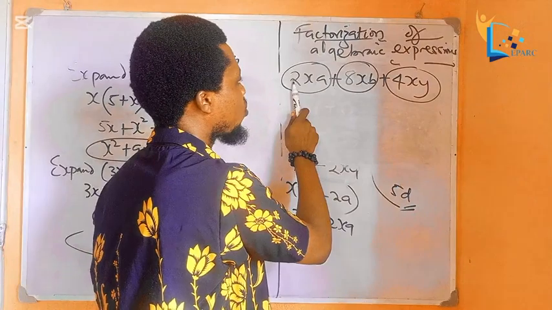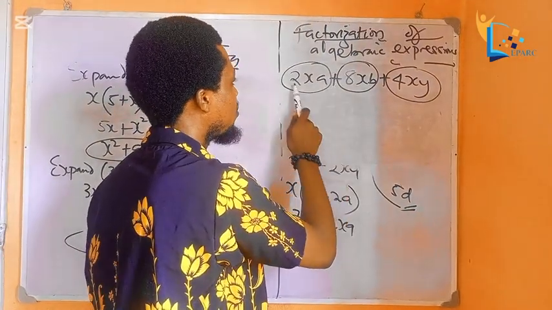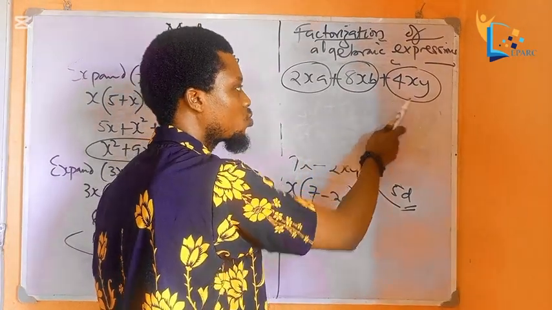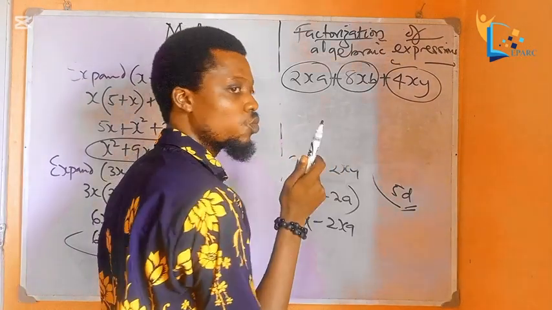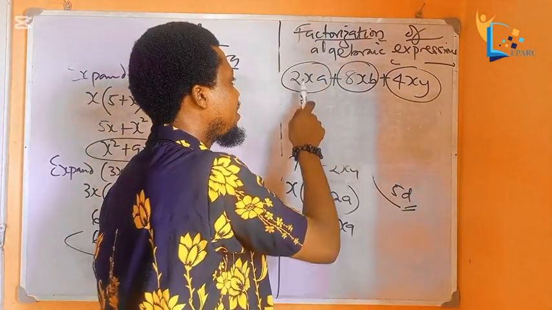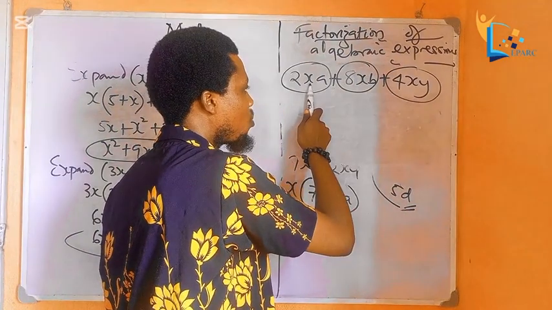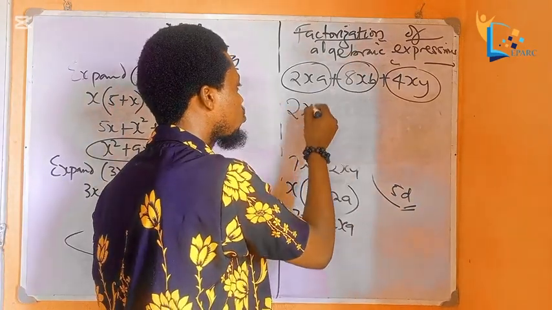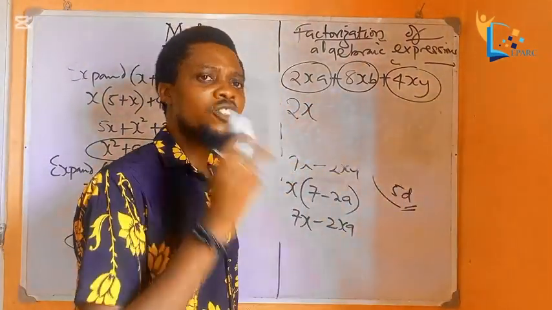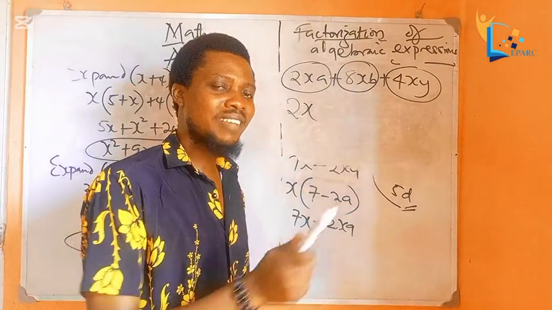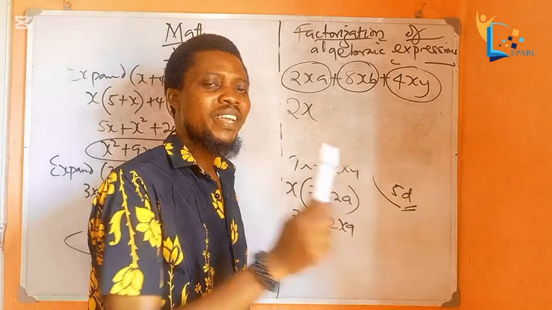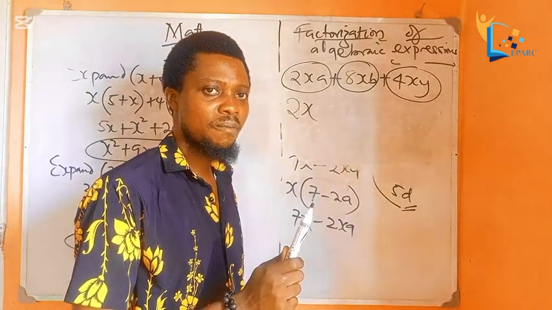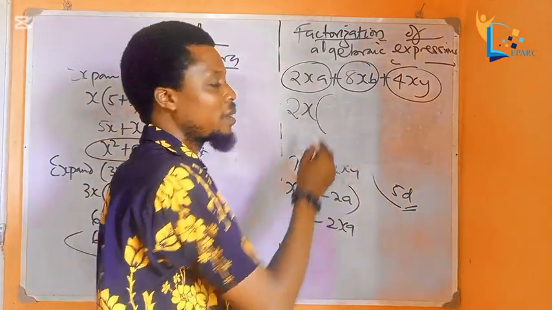Now there's a common factor here, a common number, which is what? 2, because 2 can go into 2, 2 can go into 8, and 2 can go into 4. So a common factor here is 2. Now you check the letters. There's a common factor here, x, because there's x here, and x here. So there's a common factor of 2x. The factor must be applicable to all sections before you can bring it out in this manner.